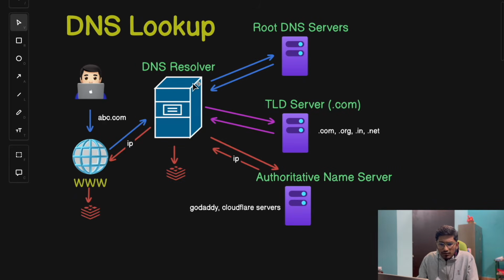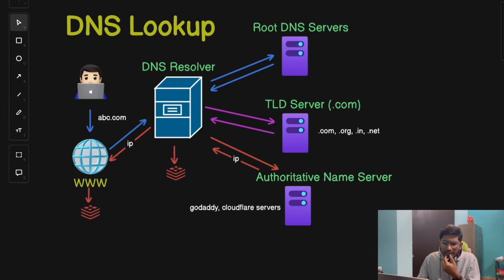The resolver now will first contact one of the root DNS servers, okay, which are globally distributed. These servers act as a directory assistance for the internet, and these root DNS servers are managed by 13 organizations across the globe. The funny point is these root DNS servers don't know the IP address of your URL abc.com. Okay, instead they provide a referral to the top level domain servers, or the TLD servers.